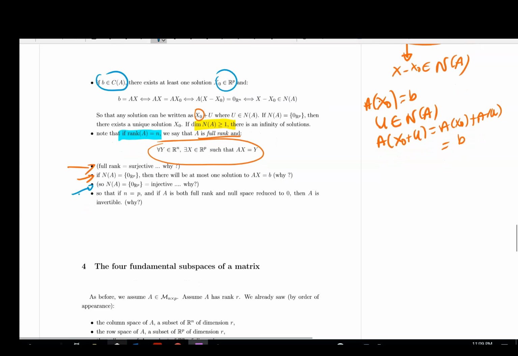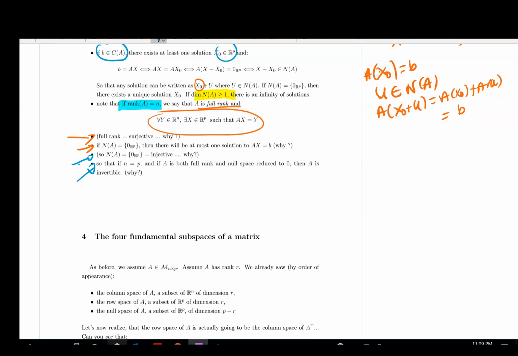And finally, if you've got a square matrix, n equal to p, and A is both full rank and the null space has dimension 0, then A is invertible. It has the two above properties: it's going to be injective and surjective. Think why the rank nullity theorem is important there. Okay, good.